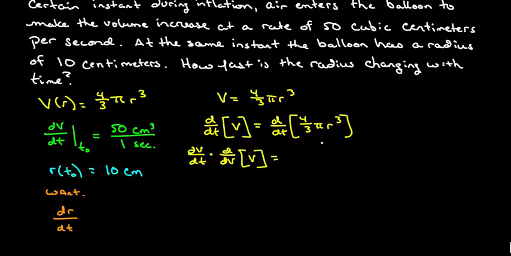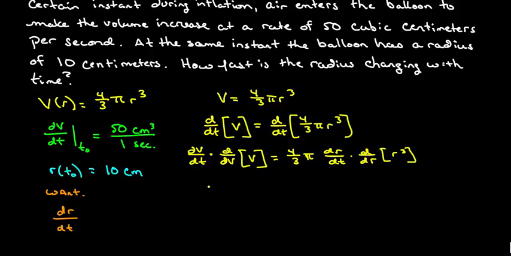So over here, I'll pull the 4/3 pi out, because that's just a number. And so this is going to be, I've got to use, again, a chain rule, because r is a function of t. So this is going to be dr/dt times d/dr of r cubed. Okay, just like that.